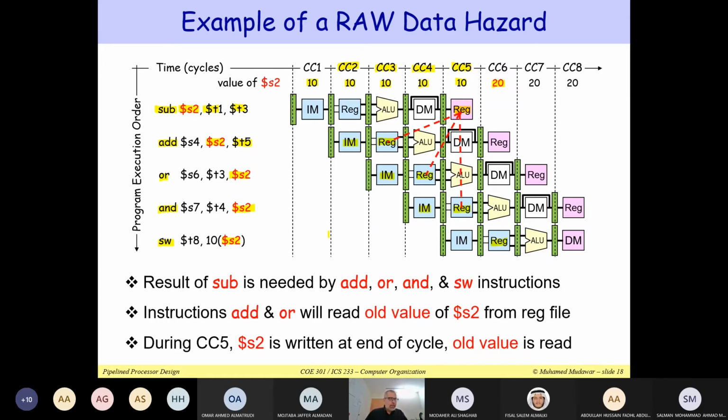If you are executing these instructions serially, one at a time, then the subtract will write back its result, which is 20, and all the instructions after that are going to read 20. That's what the programmer has in mind. The programmer has computed a new value in S2, and wants all the instructions that appear after the subtract to read the new value of S2, not the old value. Pipelining is creating a problem. So this is called a data hazard.